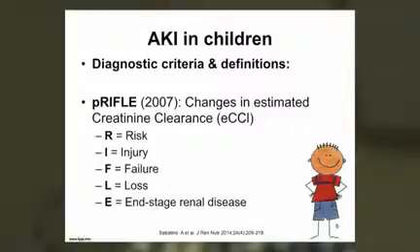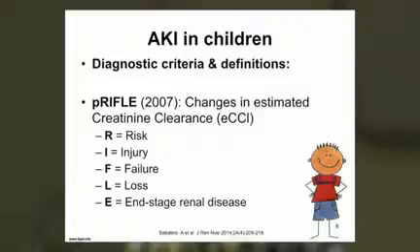What are the diagnostic criteria and definitions? Because how do we know that the child that we're dealing with actually does have acute kidney injury? Now, there are different systems. I'm going to discuss the first one with you. The rest is in your slides. P-RIFLE, set up in 2007, where changes in kidney function are estimated with creatinine clearance. The R is that the patient is at risk of developing acute kidney injury. In I, there is already an injury. The F is the failure.